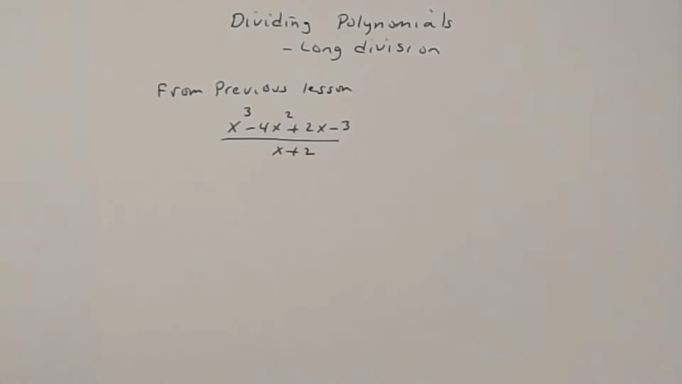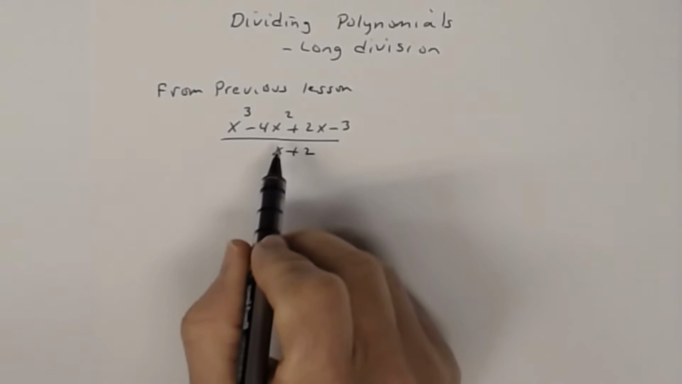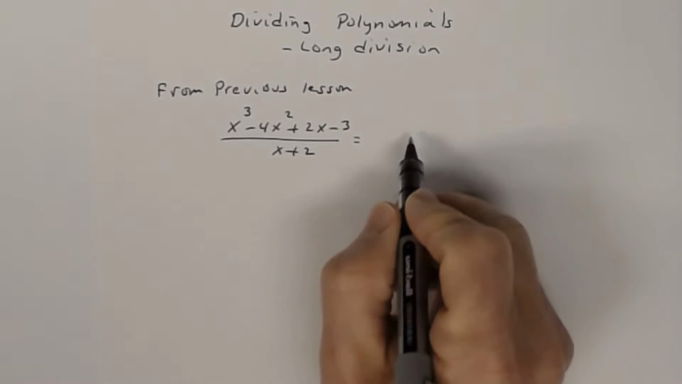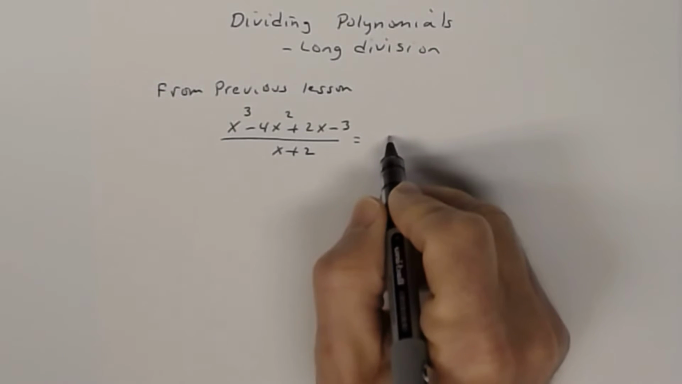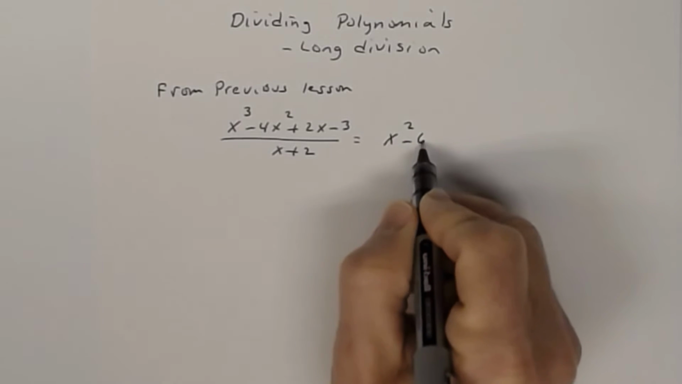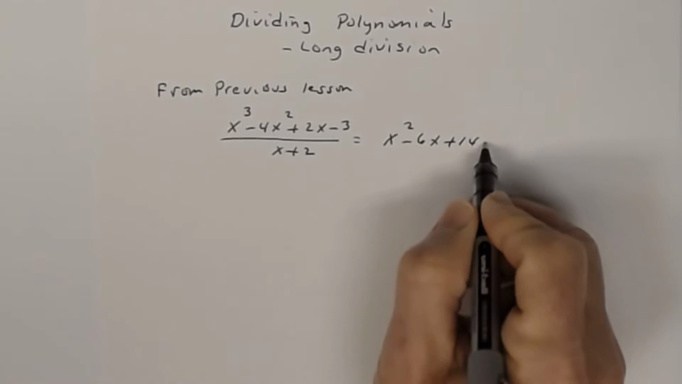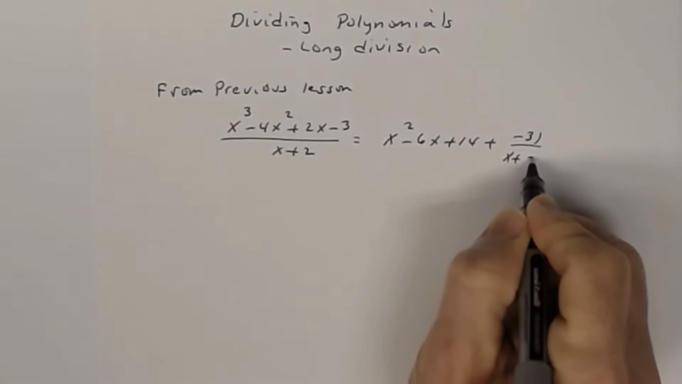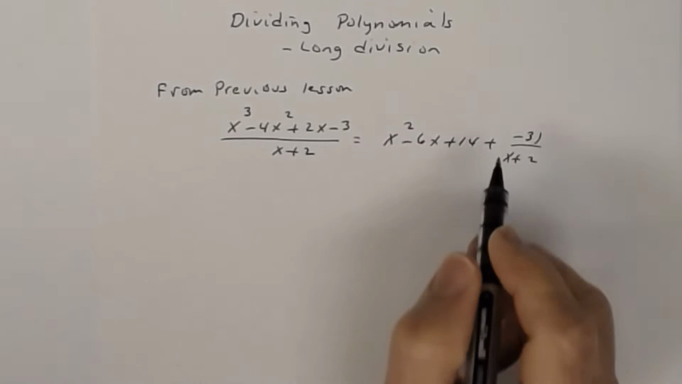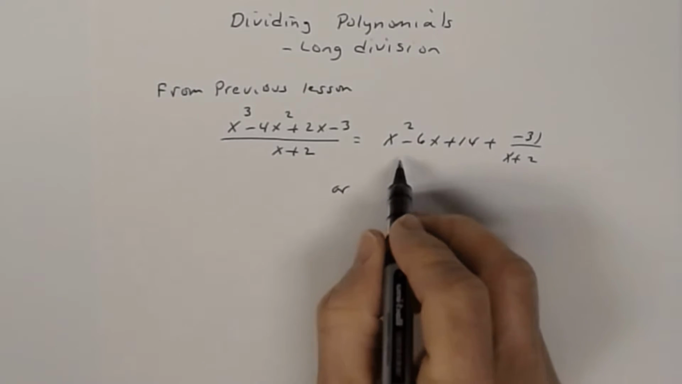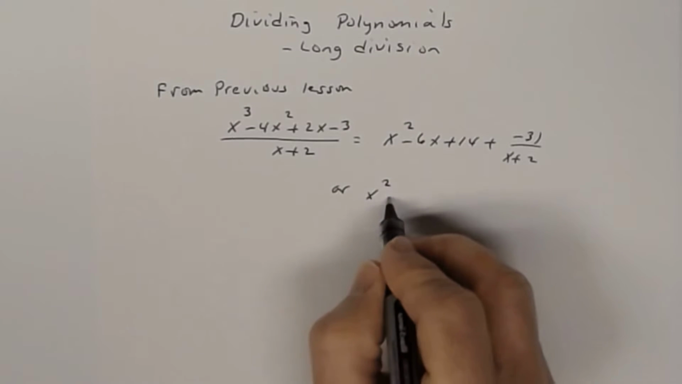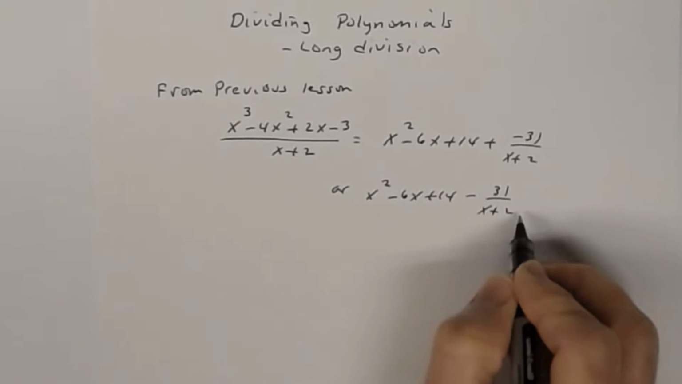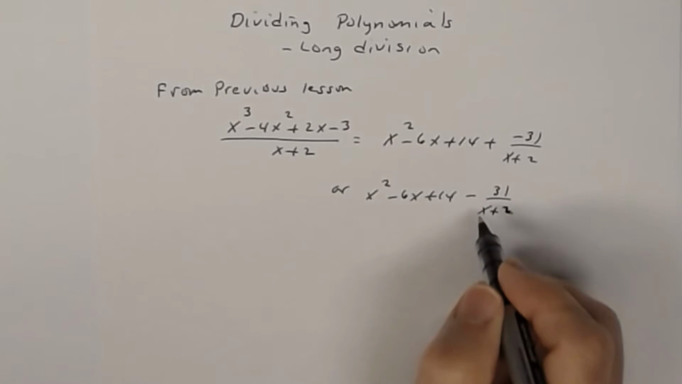If you go back to this problem here, we saw that when we divided this polynomial by this polynomial, we had this. I'm going to go ahead and write out what we ended up with. So we had x squared minus 6x plus 14, plus the remainder, negative 31 divided by x plus 2. Now, I just want to remind you, see this right here? Some students, and it's okay to write it this way, rewrite this as x squared minus 6x plus 14 minus 31 divided by x plus 2. Those two mean the same thing.